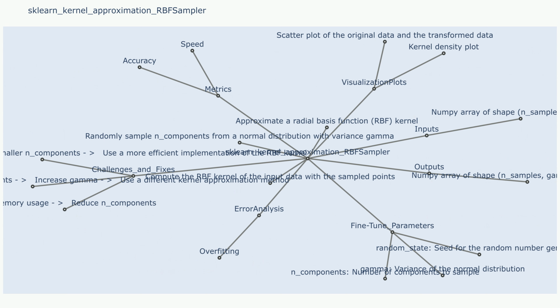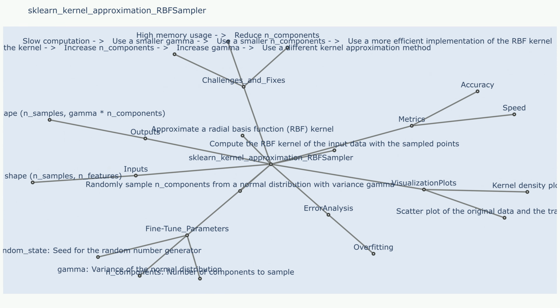Challenge 2: computational cost. Generating a large number of random features can be computationally expensive, especially for large datasets. Sample use case. When dealing with millions of data points, generating a large number of random features may take a long time. Fixes: using a smaller value of n components or exploring techniques like subsampling or mini-batching to reduce the computational cost.